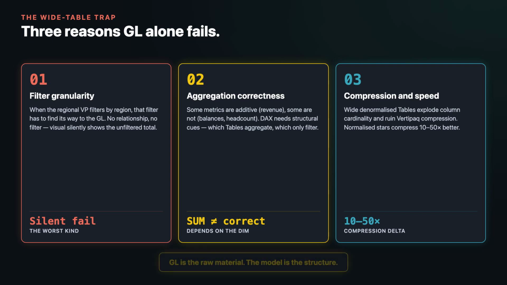And third, model size and performance. A wide table that carries customer name, country, and category on every general ledger row explodes the per-column cardinality. Vertipaq compresses a normalized star 10 to 50 times better. The general ledger is the raw material. The model is the structure. Don't confuse the two.